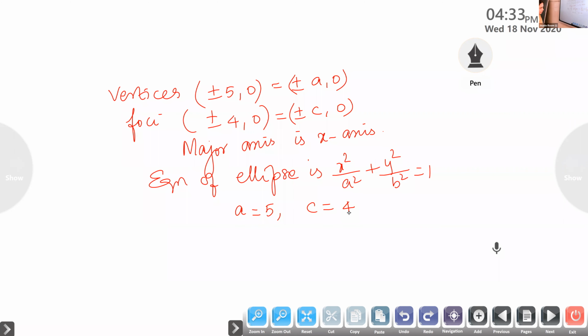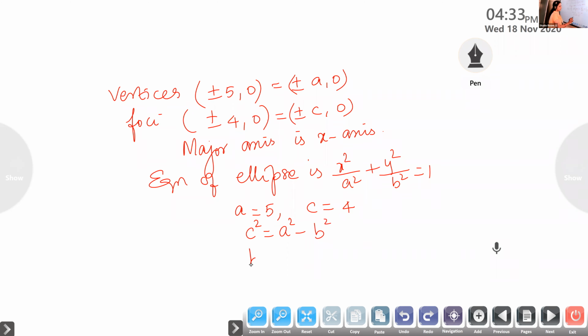B is not given, isn't it? What is the relation connecting A, B and C? Emmanuel, relation connecting A, B and C. C square equal to A square minus B square. Yes, it is correct. C square is equal to A square minus B square.